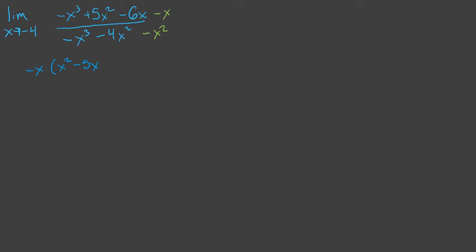And negative 6x divided by negative 6 leaves us with plus 6. Okay, and we can't forget the limit as x approaches negative 4. Can't forget what we're doing.